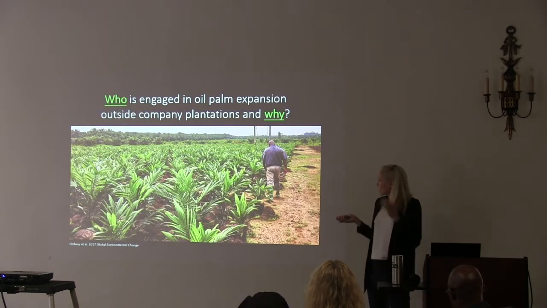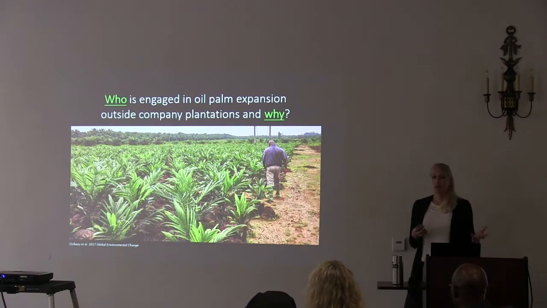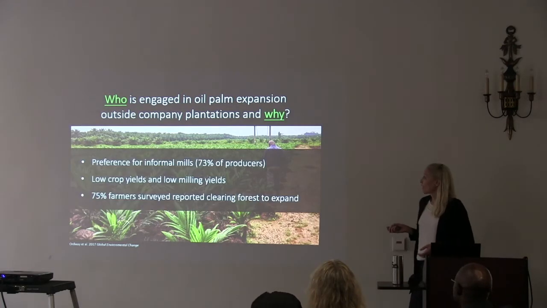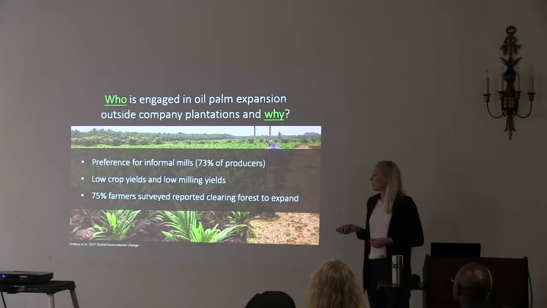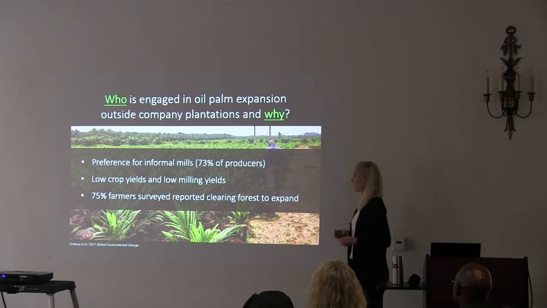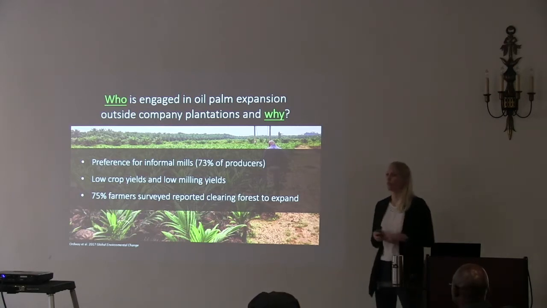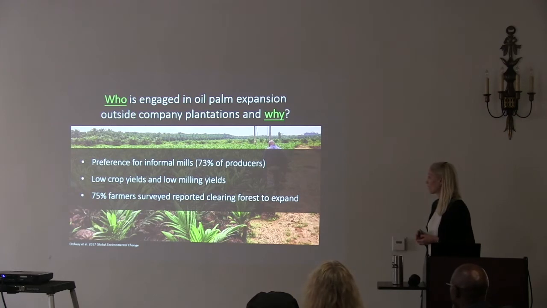And I don't have time to go into this paper today, but I want to highlight a couple points that we learned from talking to a lot of these farmers across the region. We found that there was a huge preference for informal mills. About 73% of producers actually preferred to mill at these informal mills. I can go into that with anyone who's interested later. There's a lot of interesting things there. And also, not only did these farms have really low crop yields, they also had really low milling yields since they were processing at these informal mills.